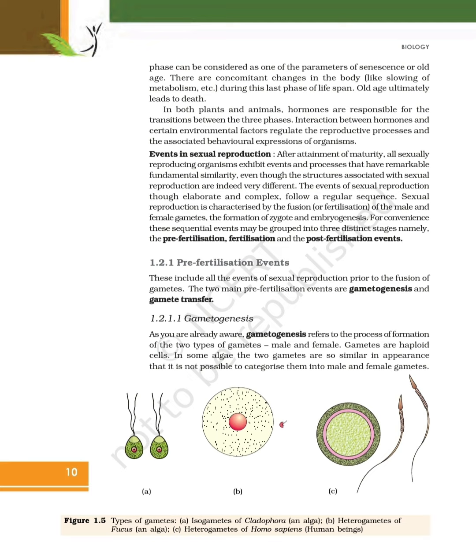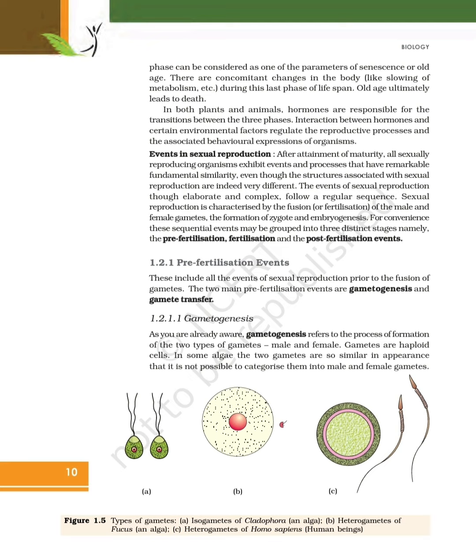Events in sexual reproduction. After attainment of maturity, all sexually reproducing organisms exhibit events and processes that have remarkable fundamental similarity, even though the structures associated with sexual reproduction are indeed very different. The events of sexual reproduction, though elaborate and complex, follow a regular sequence. Sexual reproduction is characterized by the fusion or fertilization of the male and the female gametes, the formation of zygote and embryogenesis.